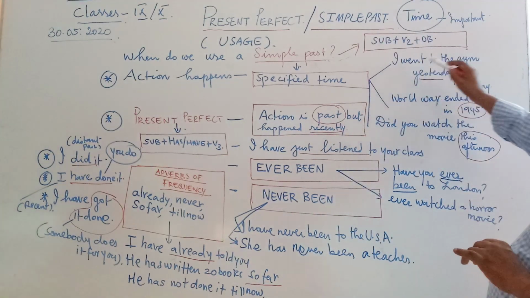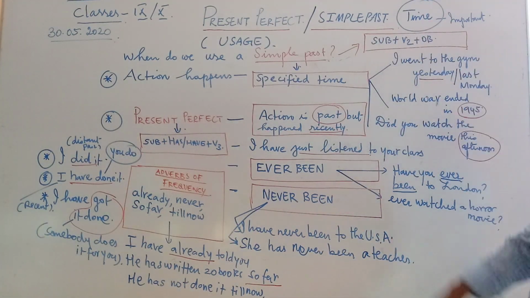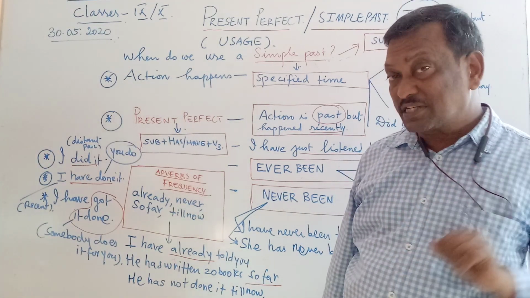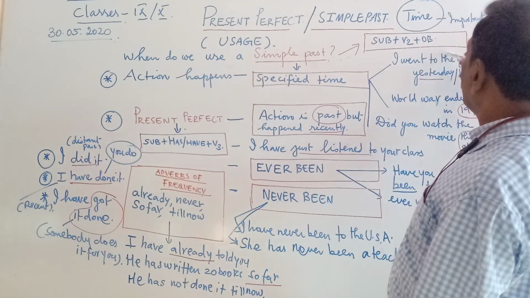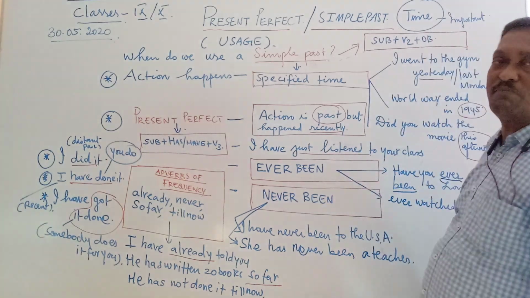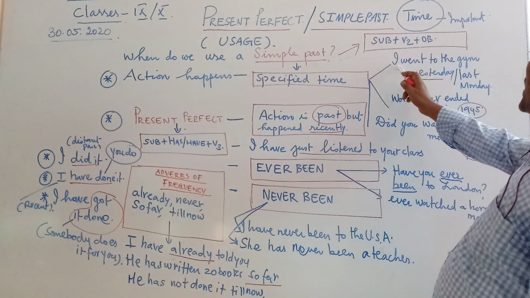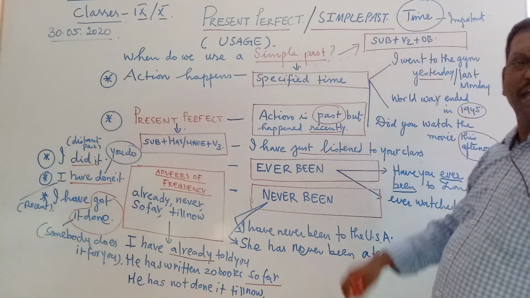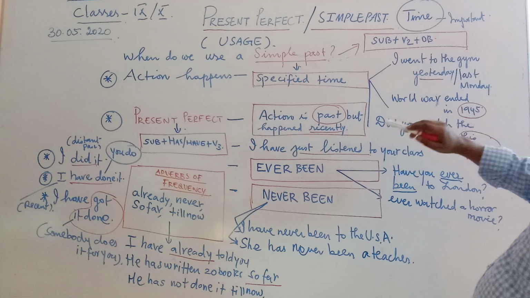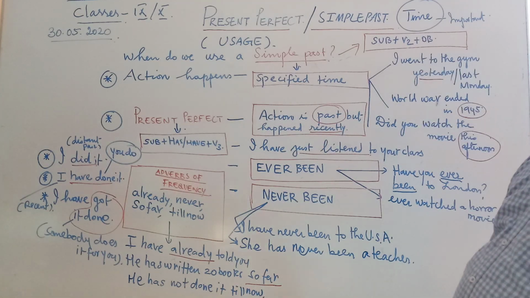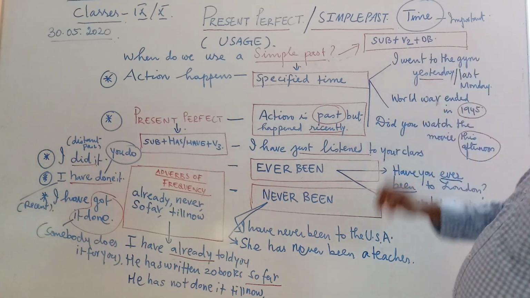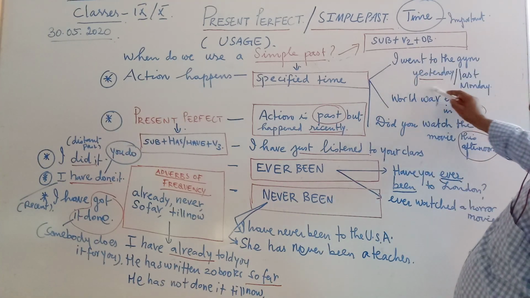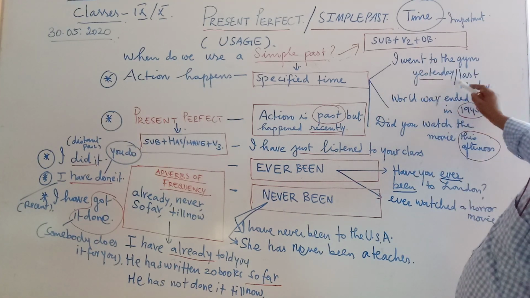Look at this. I went to the gym yesterday. So the action is going to the gym. Now action is completed. So we use the second form of the verb, that is the past form of the verb, V2. I went to the gym. Up to this, the sentence has some meaning. It has a subject and it also has a verb. So I went to the gym. Action is over. But again, look at this adverb. I went to the gym yesterday.